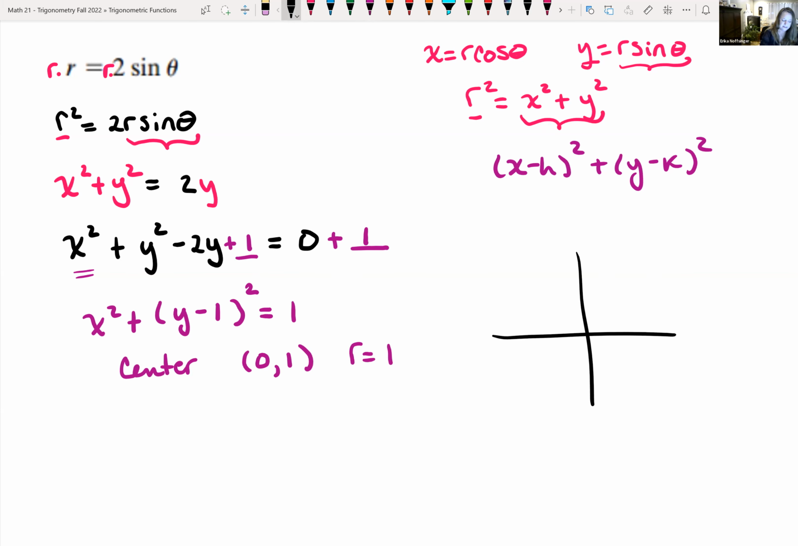So we can graph this by plotting our points. We know our center is at 0, 1. So when x is 0, y is 1. And so from that center, we want to go up 1, to the left 1, down 1, and to the right 1 of that center. And we get our circle.